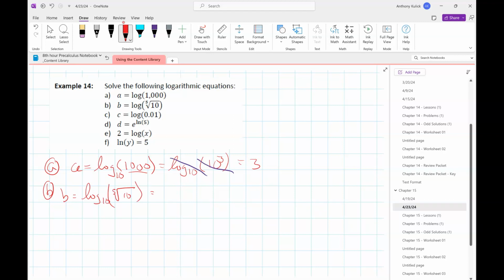So again, we have log of the 5th root of 10. I recognize that log means log base 10, so I'm going to write the 5th root of 10 as a power of 10. Well, the 5th root of 10 is 10 to the 1/5. There's that.